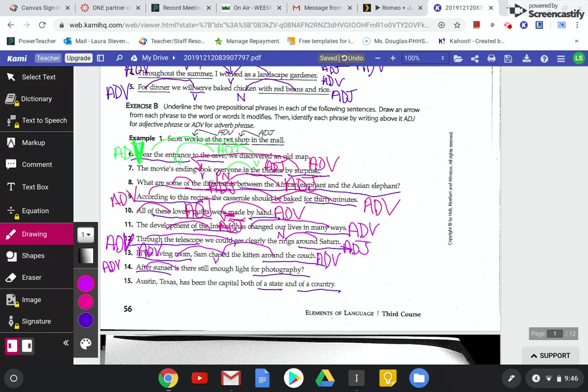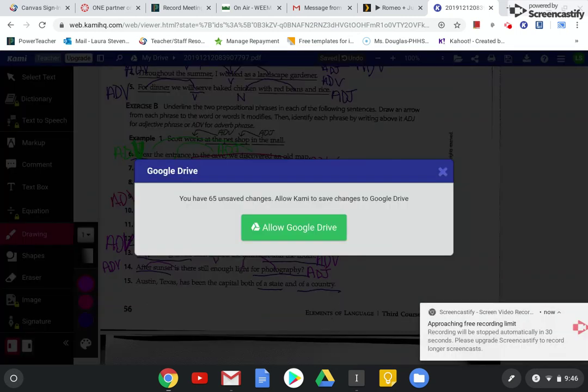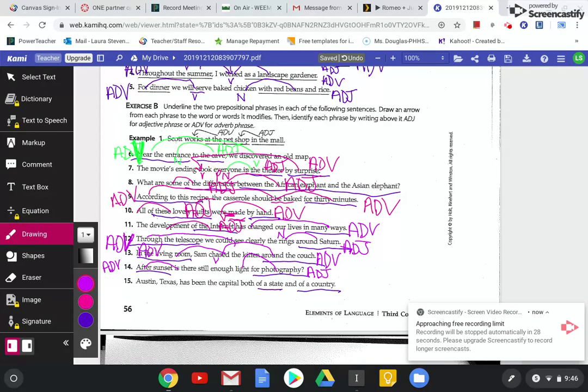What do I need for photography? I need light. Light's a thing. So I have an adjective phrase. Sorry. And then what's of a state and of a country? I would say capital, but then both is taking the place. And anything that could take the place of a noun is a pronoun, so we have an adjective phrase.